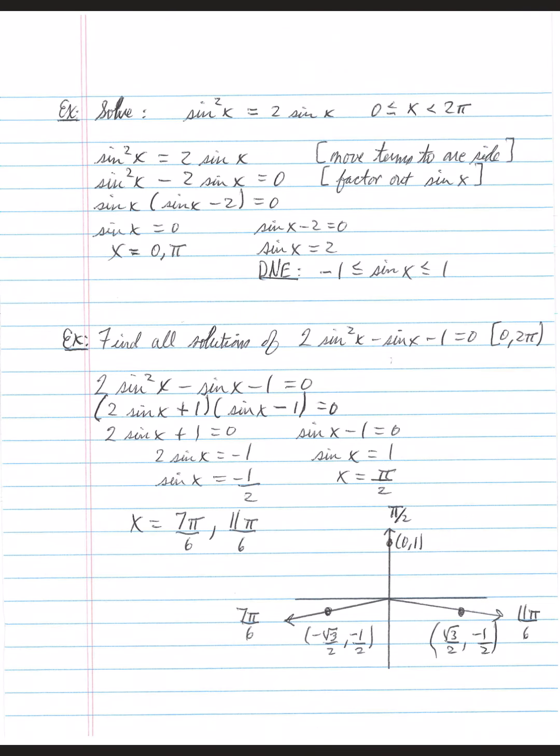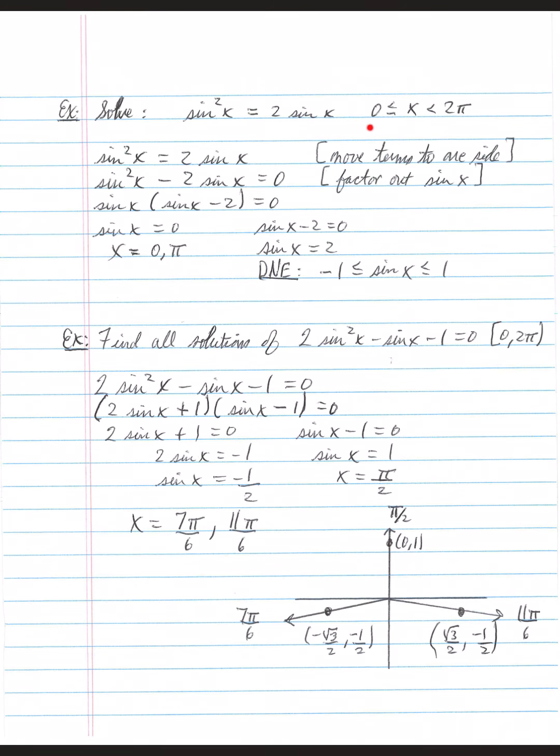Sine squared x equals 2 sine x. Be careful not to divide by a trig function. It's very tempting. Subtract 2 sine x on both sides. Or look at it as moving all your terms to one side. These two terms have sine x in common, so factor out a sine x. That's sine x times sine x minus 2, but it's in factored form.